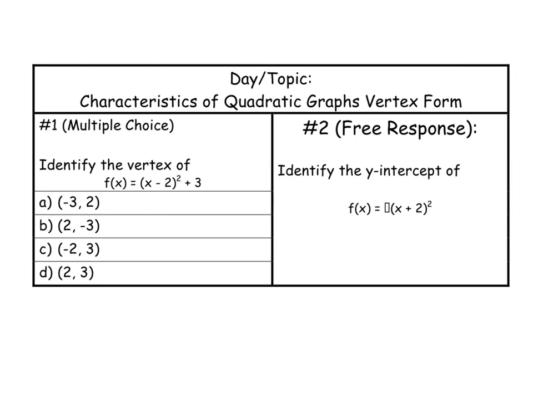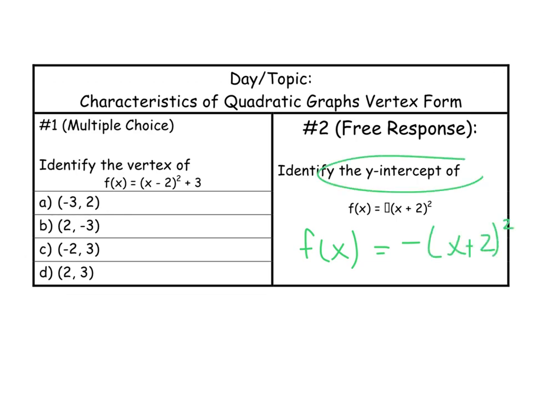Multiple choice question 1, identify the vertex of the following function f of x equals the quantity x minus 2 squared plus 3. And then number 2, find the y-intercept. So I'm not sure what that says on your paper, but I'm going to guess that this right here is probably a negative. So, yep, I was right. So this should say f of x equals negative x plus 2 squared. You need to find the y-intercept, which means you need to change it into standard form.